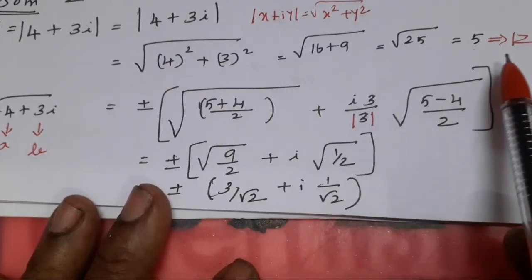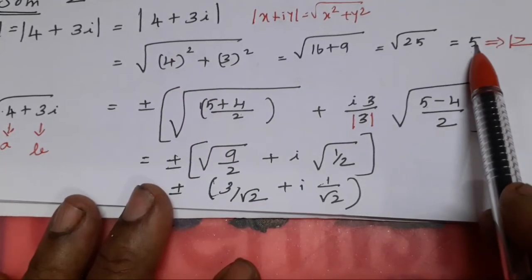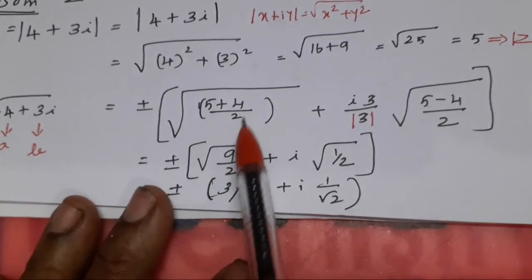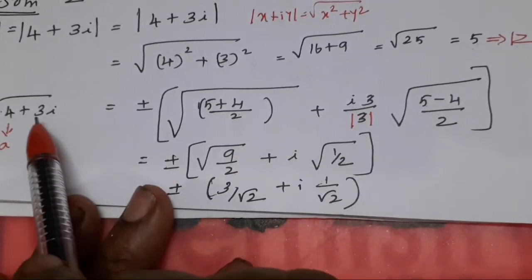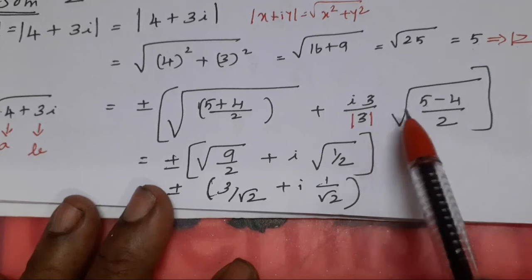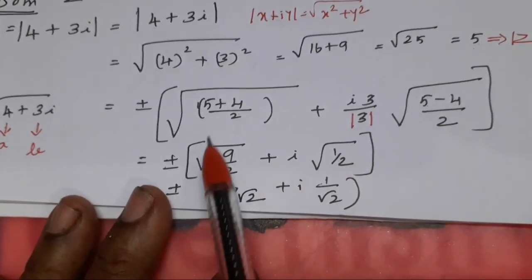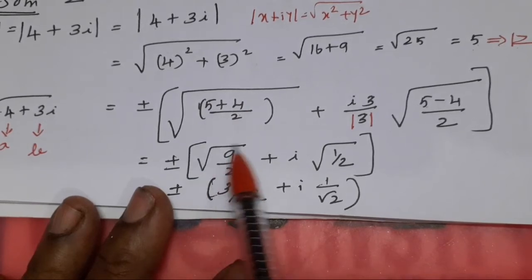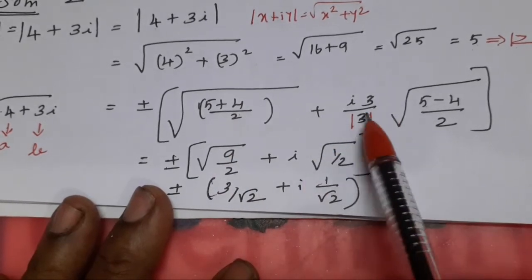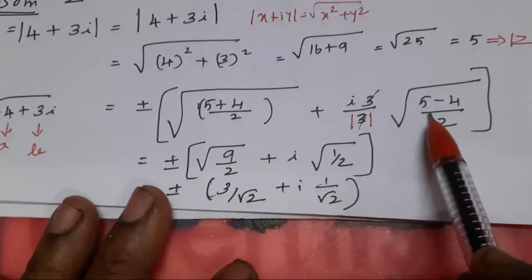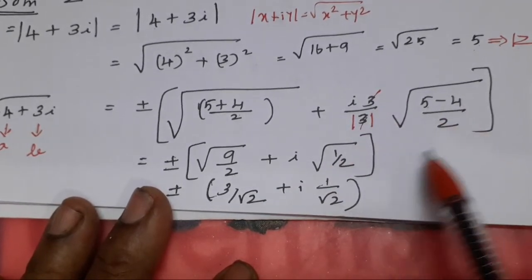First we find the modulus of z value. Modulus of z is 5. 5 plus 4 by 2, where 4 is the real part, plus i into our b value, which is 3 by modulus of 3, equal to root of 5 minus 4 by 2. 5 plus 4 is 9, root 9 by 2, plus 3 cancel. We cancel 3 and 3. Plus i into 5 minus 4, which is 1, 1 by 2.